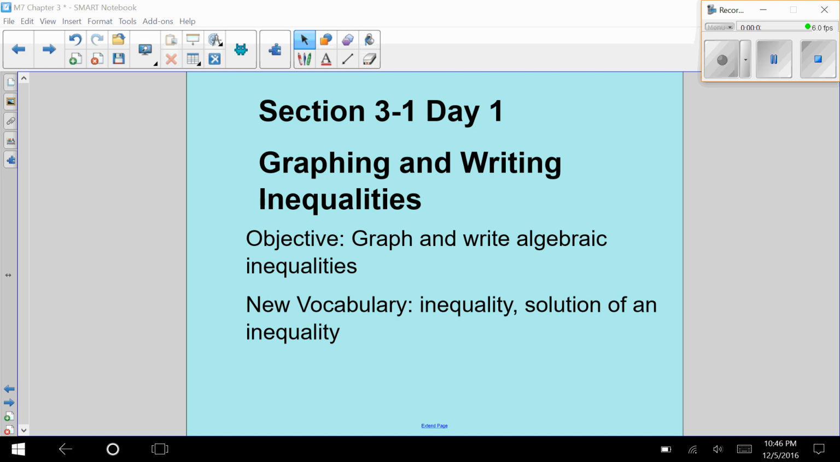This is section 3.1, day 1, graphing and writing inequalities. Our objective today is to graph and write algebraic inequalities. Let's start with our vocab.